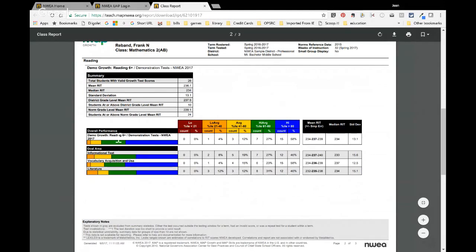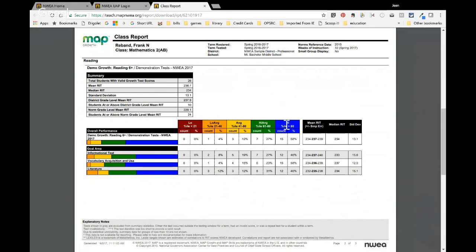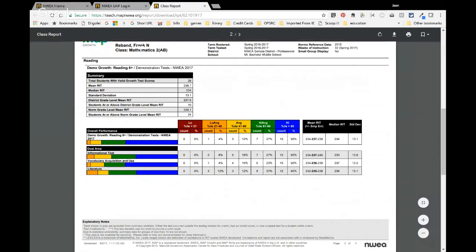And you'll notice that the scores have been divided into quintiles from low up to high with 20 percentile points in each one. So 0 to 20, all the way up to 80 to 100. And this is for overall reading. Even though this is a mathematics class, this is Mr. Reband's results for his students in reading.